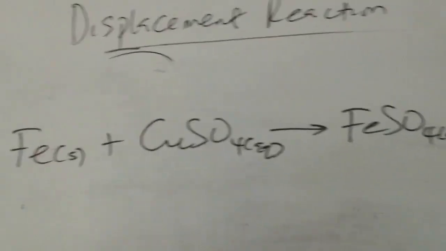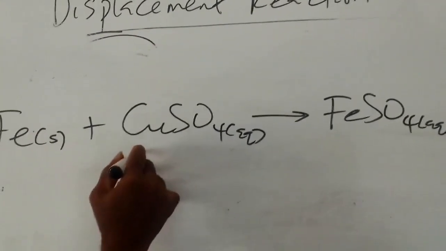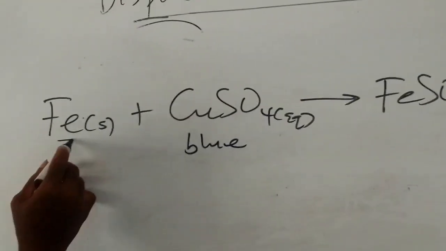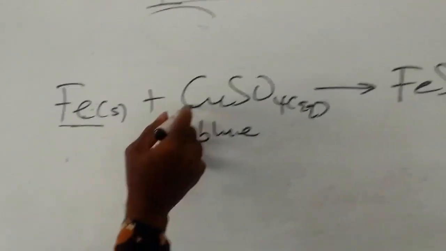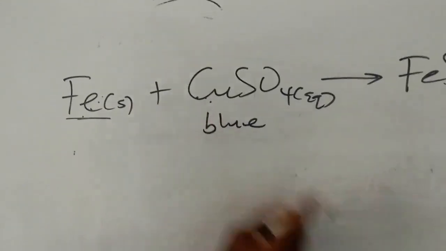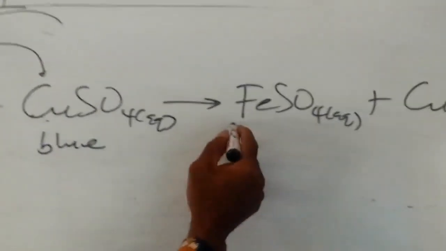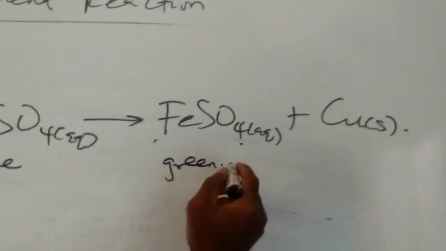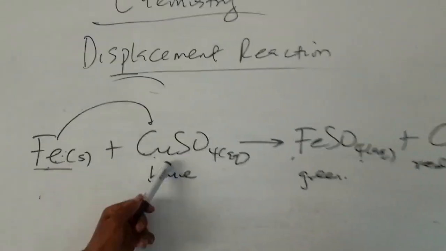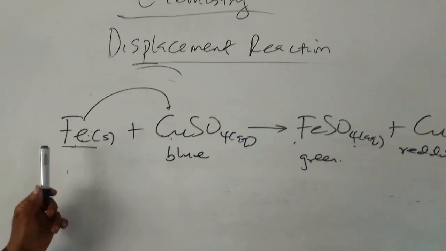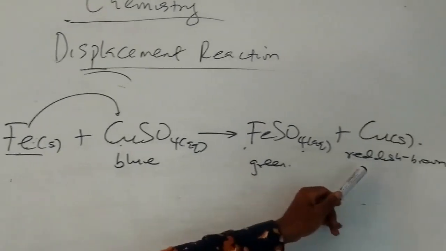On the practical aspect, we're going to add iron filings, or iron dust, to copper sulfate. Copper sulfate has a pale blue color. On addition of iron dust to copper sulfate, what do you expect? Can iron displace copper? Yes, because iron is more reactive than copper. Iron will displace copper, and we now have iron(II) sulfate, which is going to have a green color, and then we're going to have a reddish brown copper deposit. So in this reaction, we expect to observe a green solution and a reddish brown deposit, which is copper.